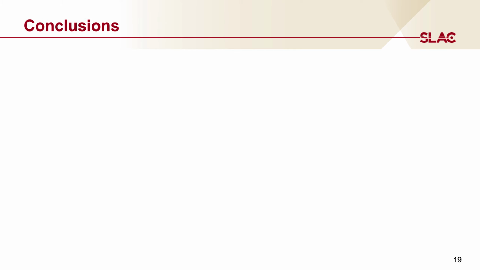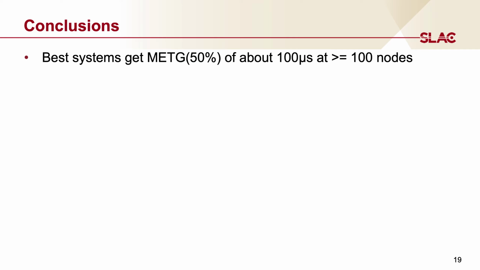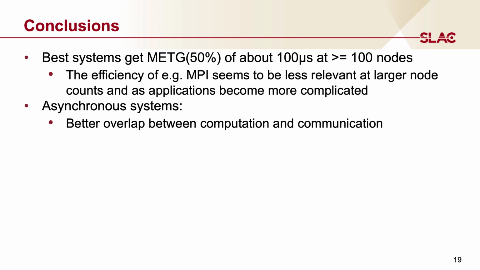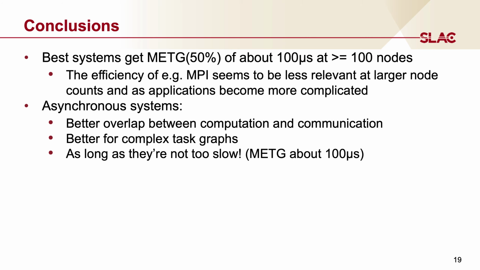In conclusion, even the best systems achieved an METG 50% of about 100 microseconds when we scaled past 100 nodes. And as a result, the efficiency of, for example, MPI seems to be less relevant at larger node counts and as the dependencies become more complicated. Asynchronous systems achieved better overlap between computation and communication, as well as better support for complex task graphs. But this was dependent on their baseline overheads not being too high. So as long as the METG 50% was less than about 100 microseconds.